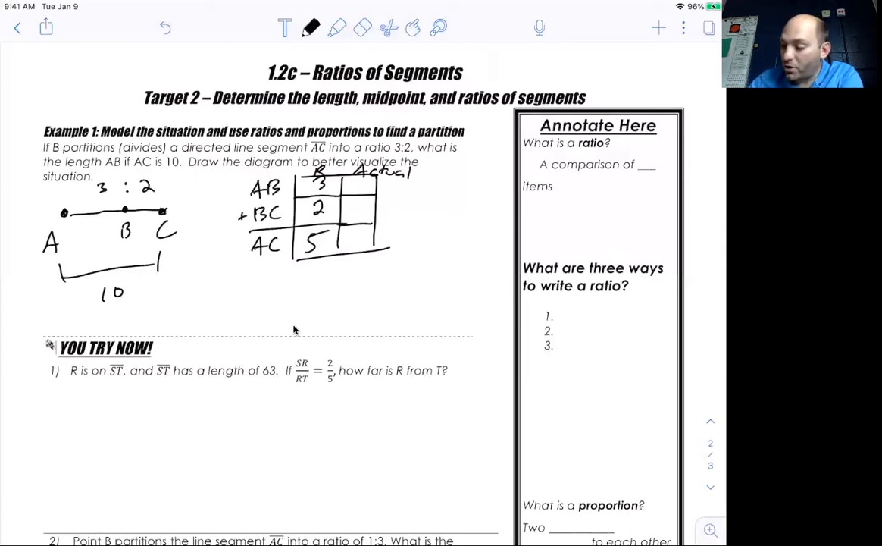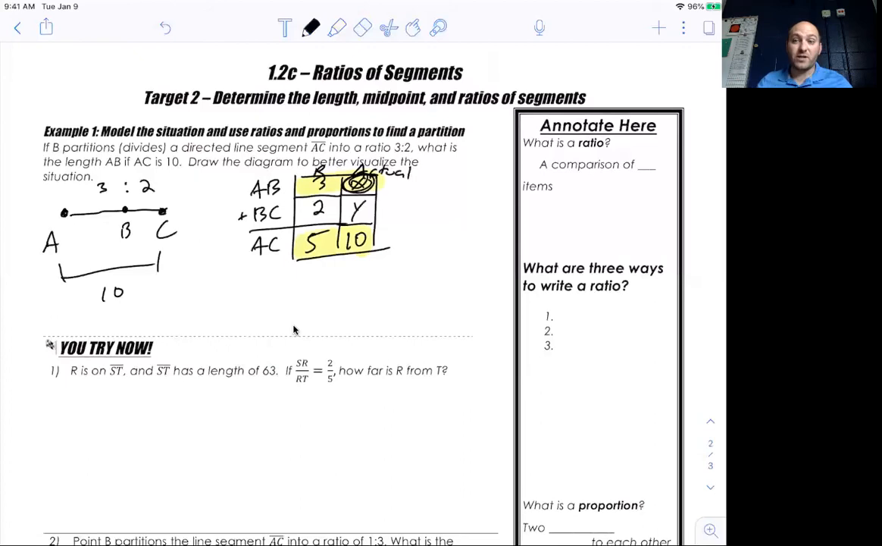I don't know the length of AB. I don't know the length of BC, but I know AC is 10. So here's what I'm going to look for. What was the question for? What was the length of AB? This is the one I want to find. Let me highlight this one. I have these two items, 3 and x, and I have 5 and 10. They are in the corresponding positions.